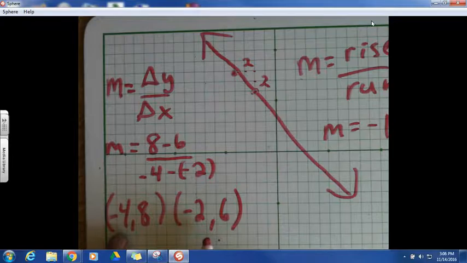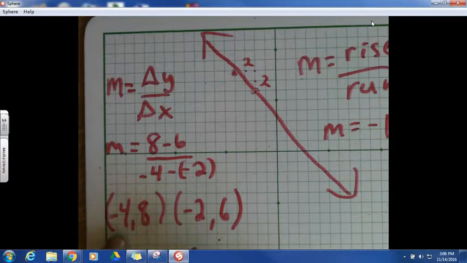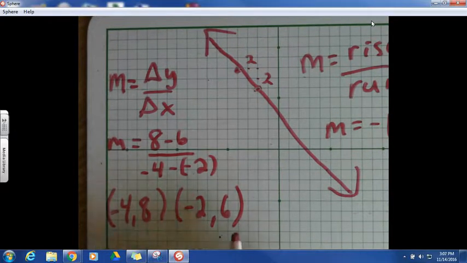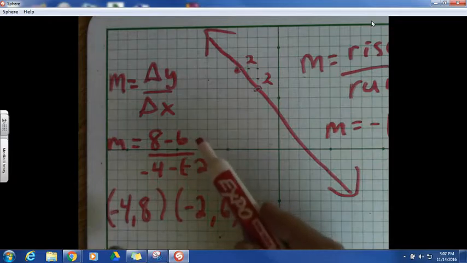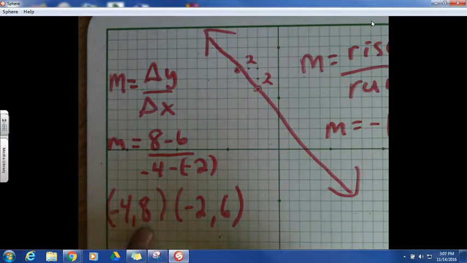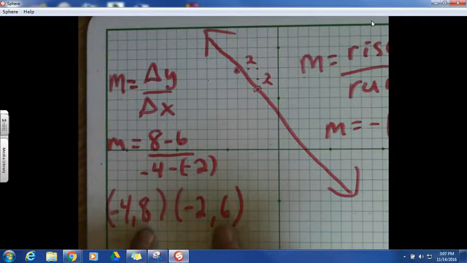I could do -4 minus -2, or I could do -2 minus -4. You just have to keep it consistent between the x's and the y's. So up here I went 8 minus 6, so y1 minus y2. Down here I have to do x1 minus x2.